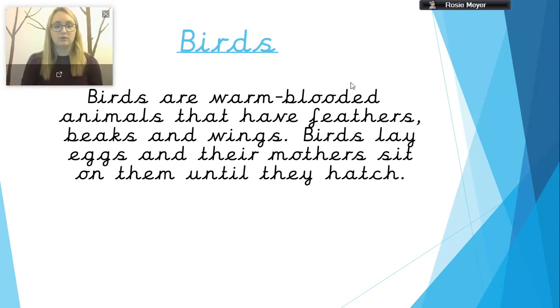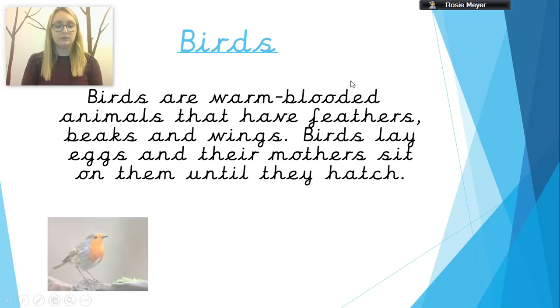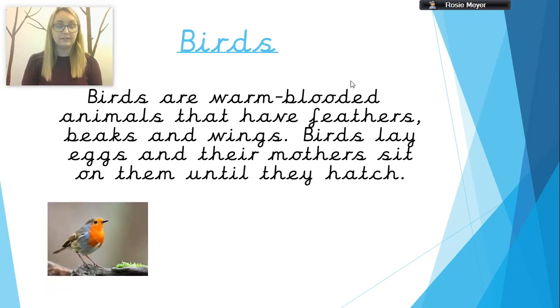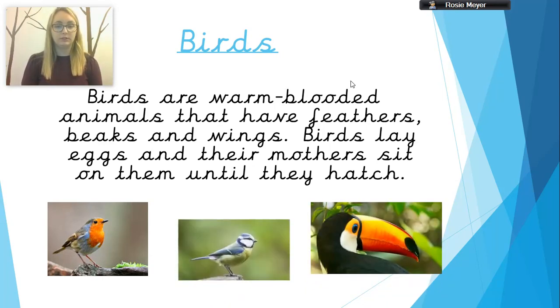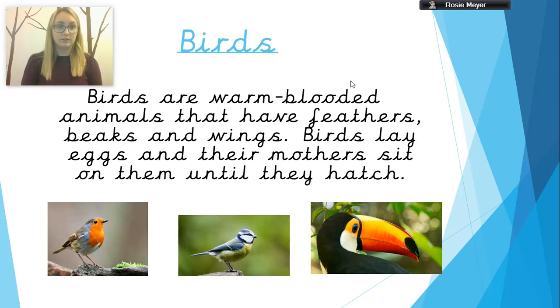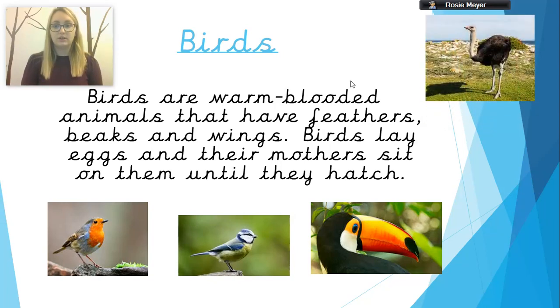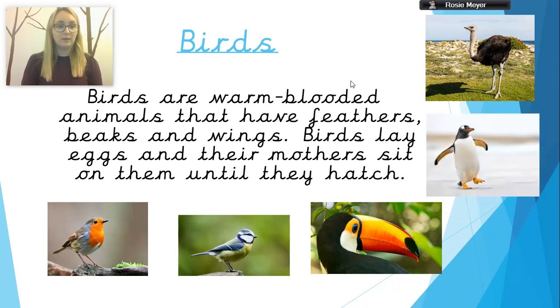So we've got a robin, which we would see here in our country. We've got a toucan, which we would find in a tropical country. A blue tit, which is also found in our gardens, in the British gardens. We've got an ostrich. An ostrich is a bird that can't fly. It's too heavy to fly, but they are very fast runners. And we've got a penguin who lives in a cold habitat. So they live somewhere cold. So birds are found all over the world.